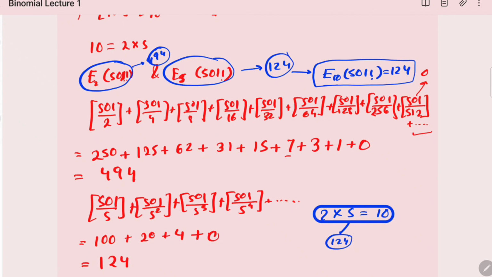So this also means that the number of zeros at the end of 501 factorial is 124, because each 10 gives rise to 1 zero. Each 10 gives rise to 1 zero, so 124 tens will give rise to 124 zeros at the end of 501 factorial. Okay, so this was the content for this video. So let us discuss some more concepts in the next video, and after that we are going to start off with the real binomial theorem.